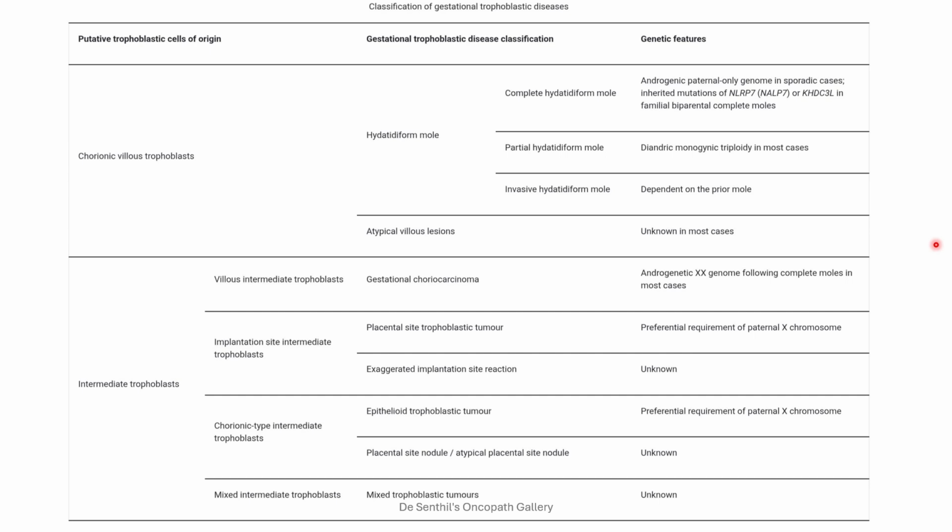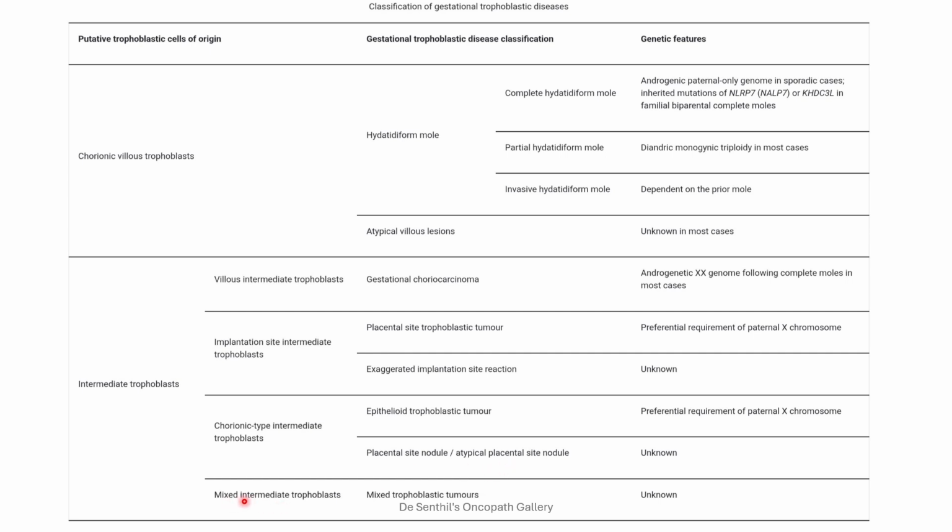This is the classification of gestational trophoblastic diseases. It shows various types of trophoblast and the corresponding diseases which they give rise to. From chorionic villous trophoblast, hydatidiform mole or atypical villous lesions can occur. From villous intermediate trophoblast, gestational choriocarcinoma will occur. From implantation site intermediate trophoblast, placental site trophoblastic tumor or exaggerated implantation site reaction can occur. From chorionic type intermediate trophoblast, epithelioid trophoblastic tumor, placental site nodule or atypical placental site nodule can occur.